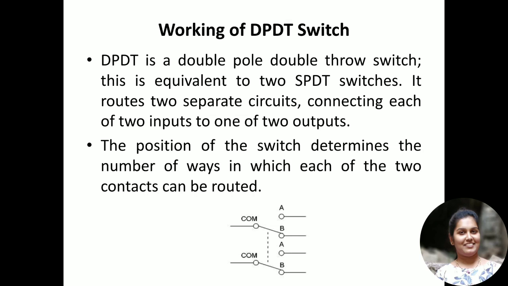Okay, so it routes two separate circuits, connecting each of two inputs to one of two outputs. The position of the switch determines the number of ways in which each of the two contacts can be routed.